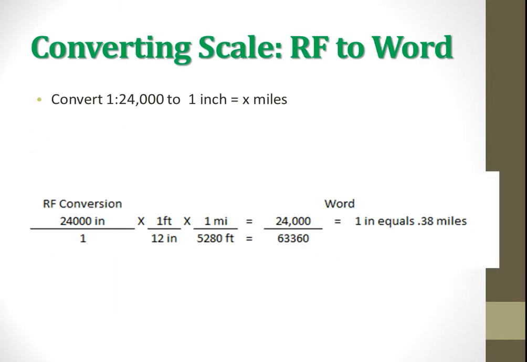Converting it backwards from representative fraction to a word statement, 1 mile, or 1 to 24,000, I would put 24,000 inches because I know that I can use these same units, and so I can cross out inches, I can cross out feet, and I multiply across, and then I need to do the division, so 1 inch equals 0.38 miles.